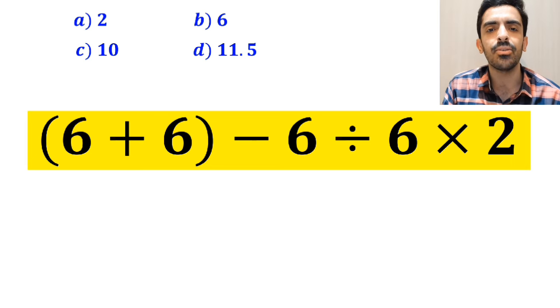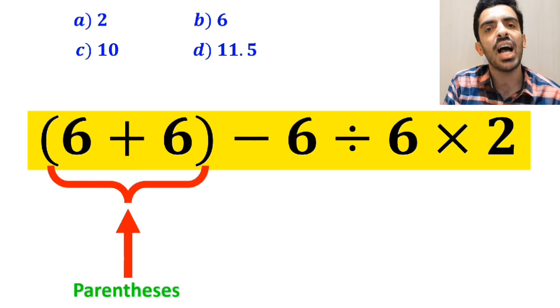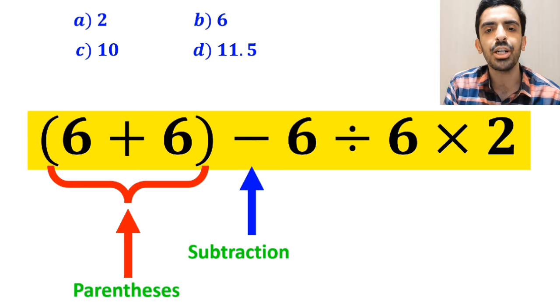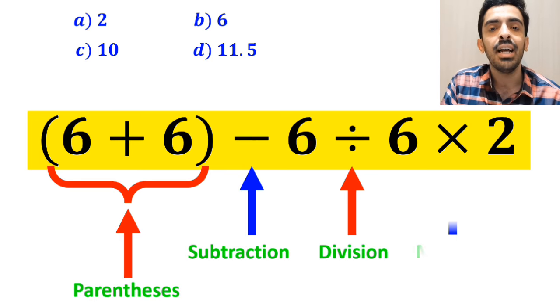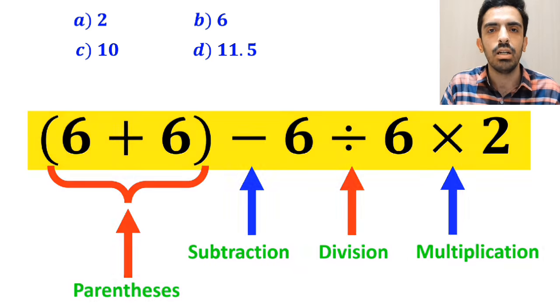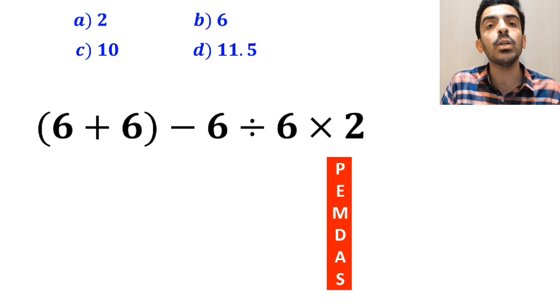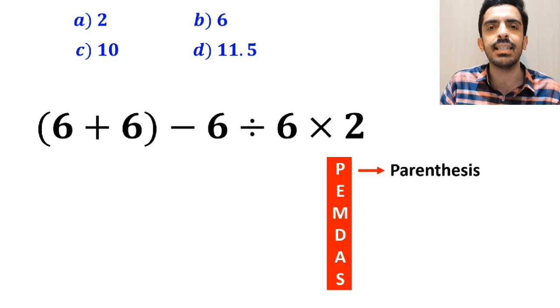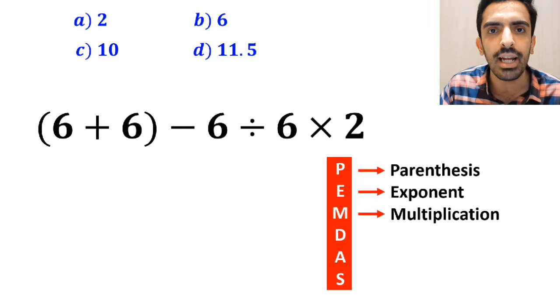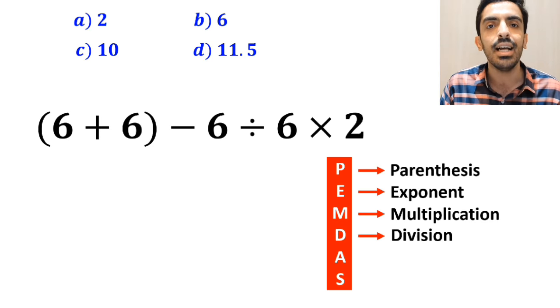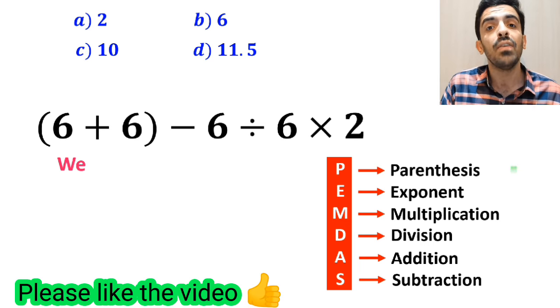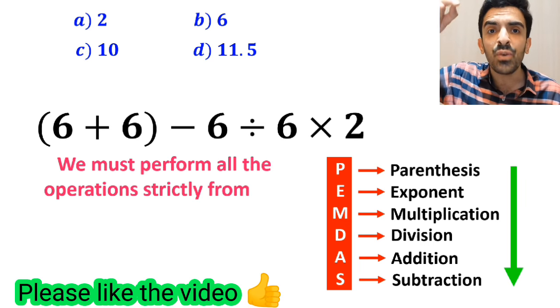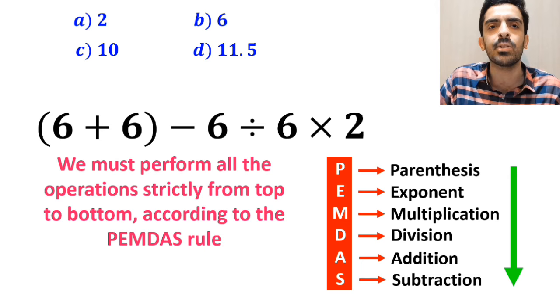As you can see on the screen, in this expression, first we have a parenthesis, then a subtraction sign, followed by a division, and finally a multiplication. To solve this question, we need to follow the PEMDAS rule step by step. In this rule, P stands for parenthesis, E stands for exponent, M stands for multiplication, D stands for division, A stands for addition, and S stands for subtraction. We must perform all the operations strictly from top to bottom according to the PEMDAS rule.